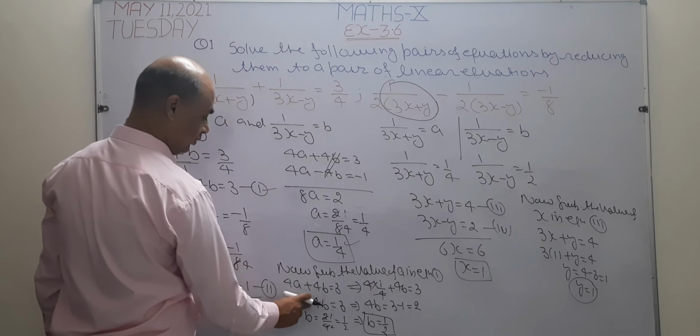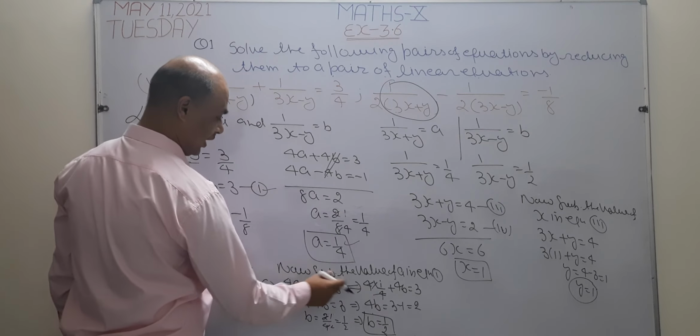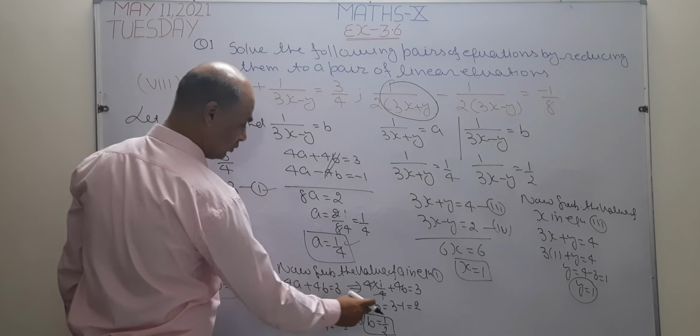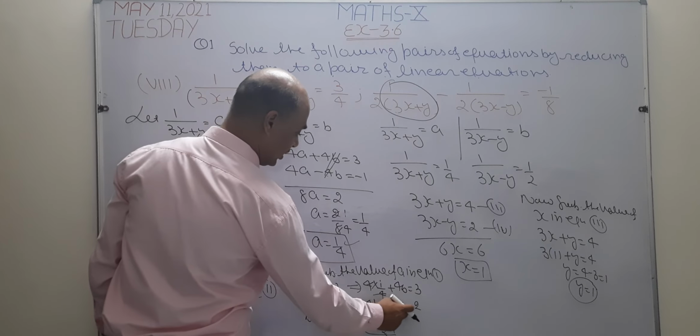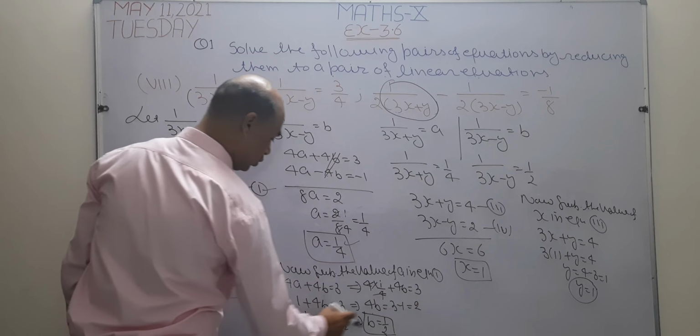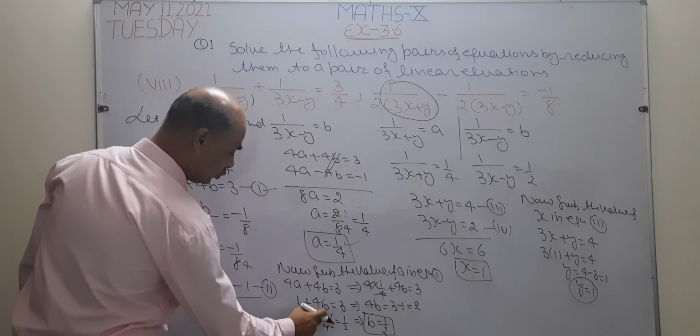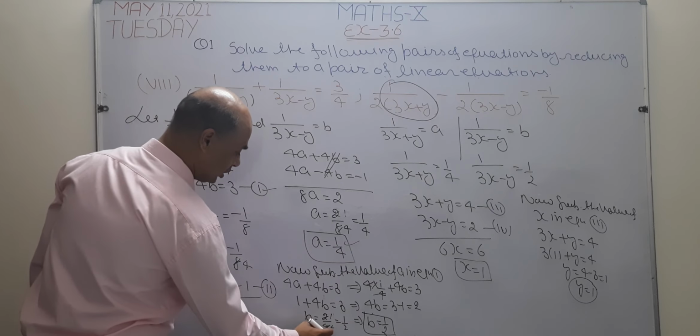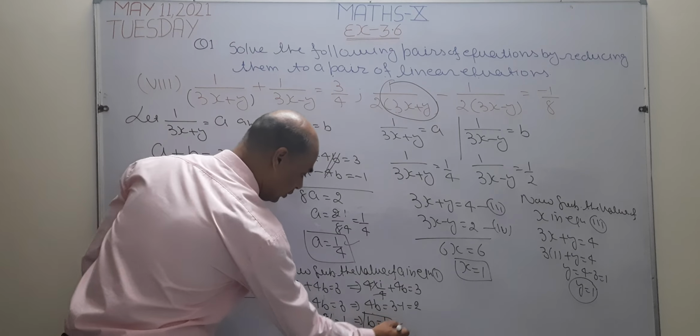I take this positive number 1 from left to right. So this number becomes positive to negative. So I write here 3 minus 1 is equal to 2. So 4b equal to 2. The value of b becomes 2 by 4. This is going to cancel. 2 ones are 2, 2 twos are 4. The value of b becomes 1 by 2.